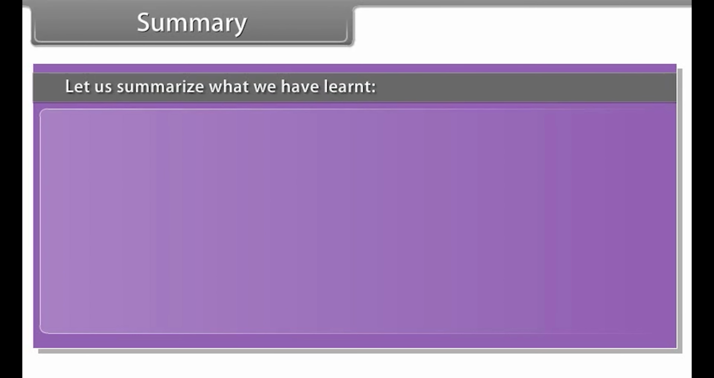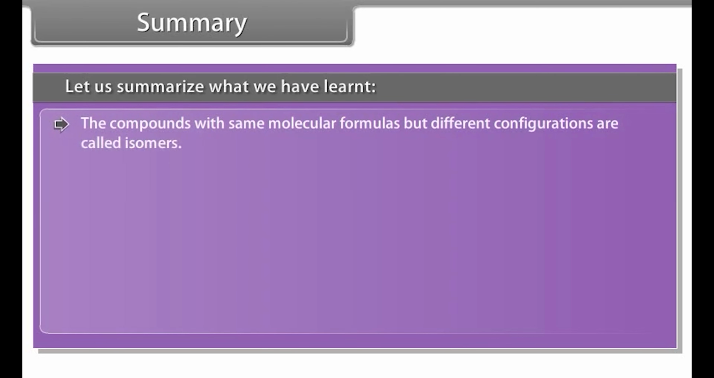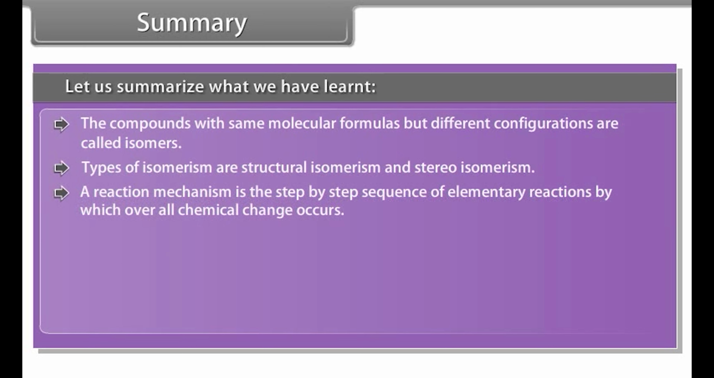Summary. Let us summarize what we have learnt. The compounds with the same molecular formulas but different configurations are called isomers. Types of isomerism are structural isomerism and stereoisomerism. A reaction mechanism is the step-by-step sequence of elementary reactions by which overall chemical change occurs.